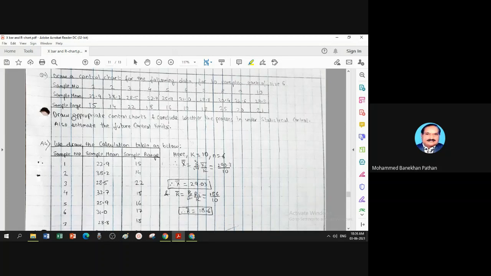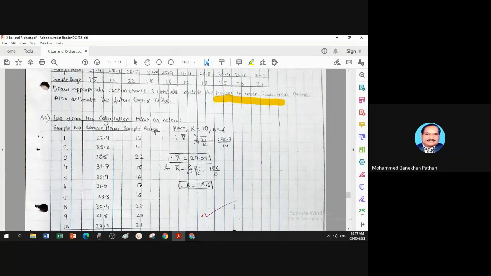The question asks: draw an appropriate control chart and conclude whether the process is under statistical control. Also state the future control limits. That means if the process is under control, use that constant and say what the control limits will be for that process.